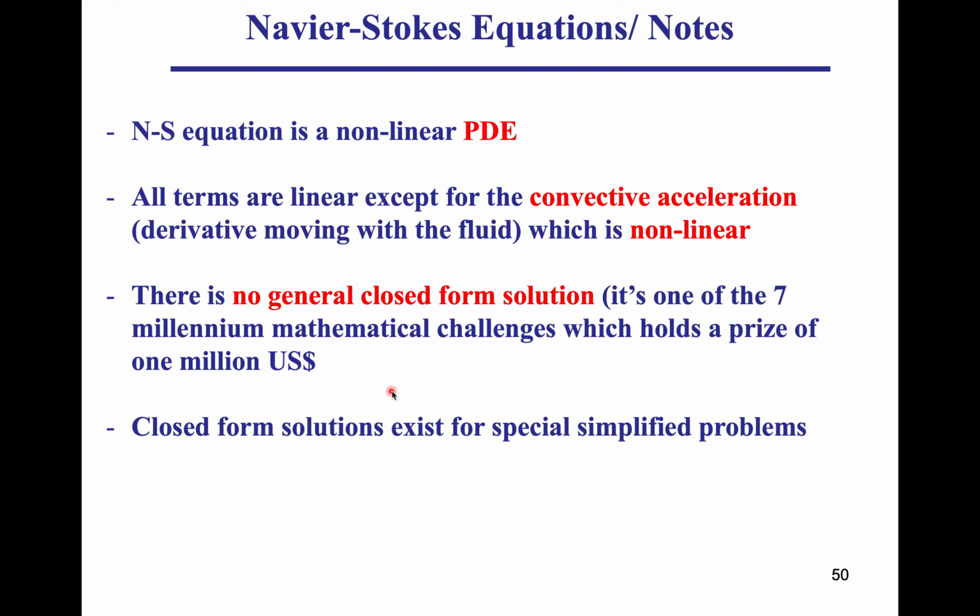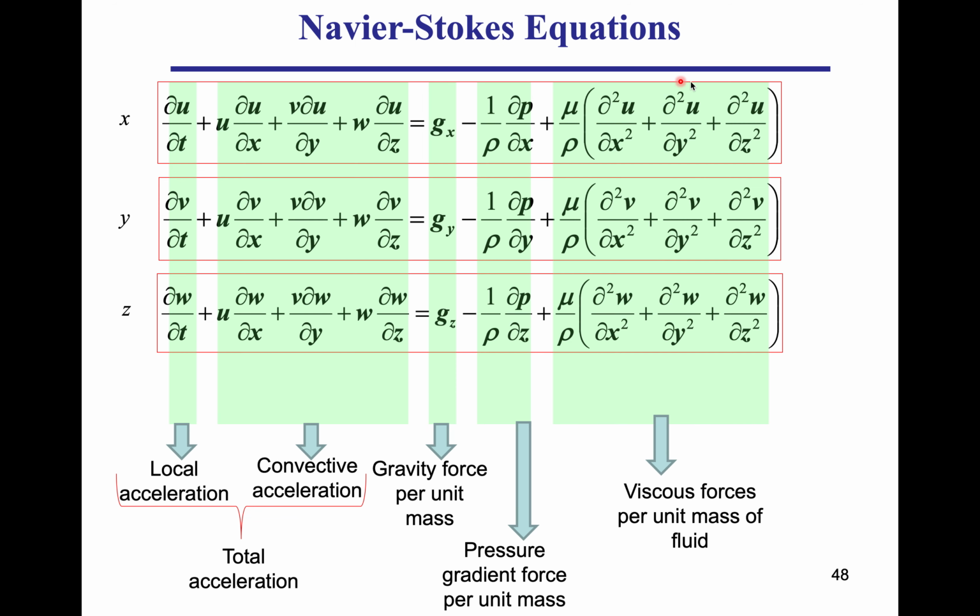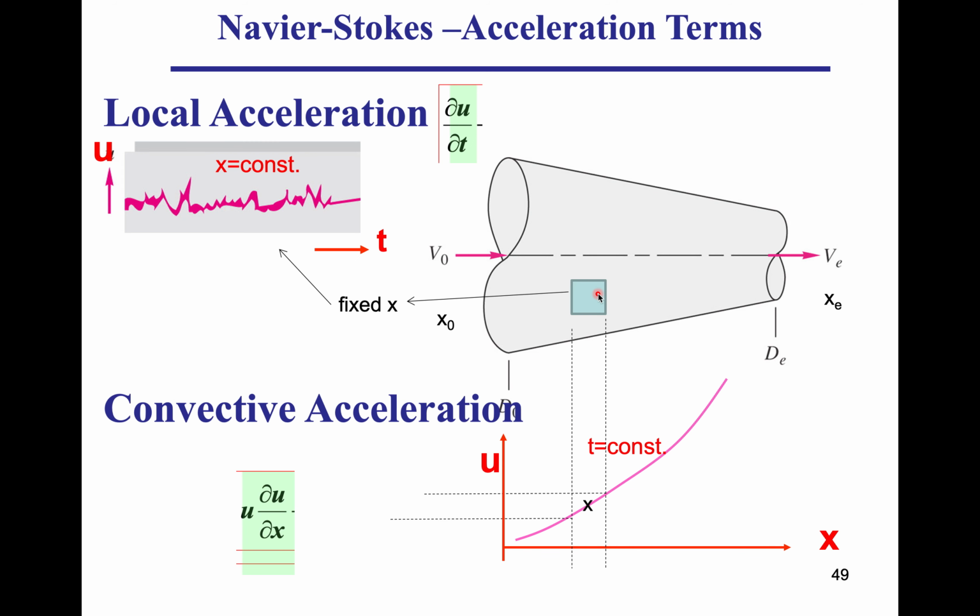So let's have some notes on the Navier-Stokes equation. Let's revisit our Navier-Stokes equation and note a few things about it. One is that the Navier-Stokes equation is a nonlinear partial differential equation, and the nonlinearity comes from the convective acceleration. The rest of the terms in the Navier-Stokes equation are linear. It's second order, primarily because the viscous stresses are second order.